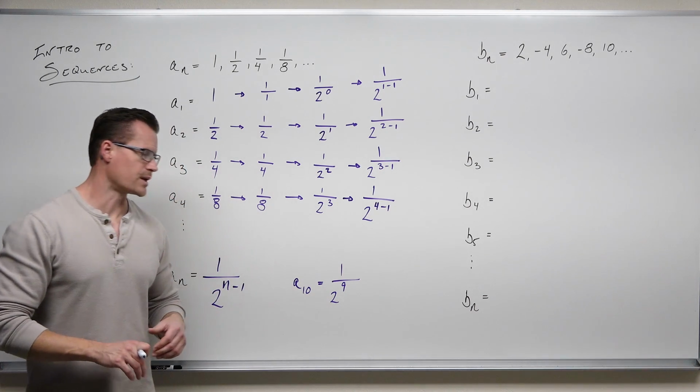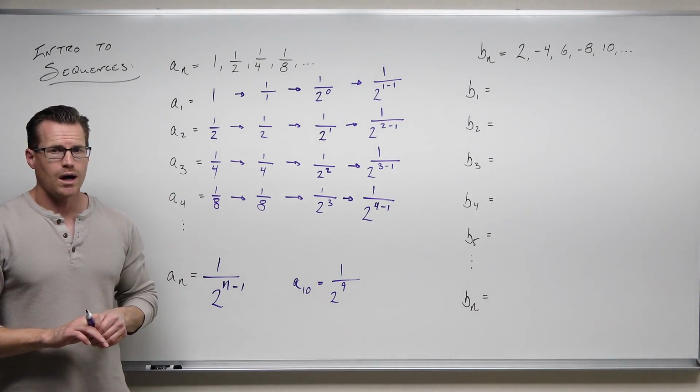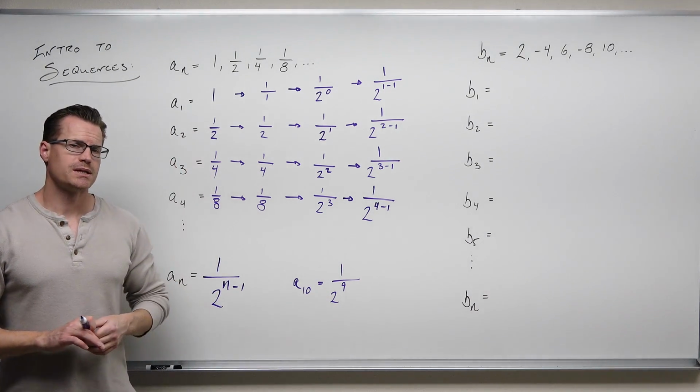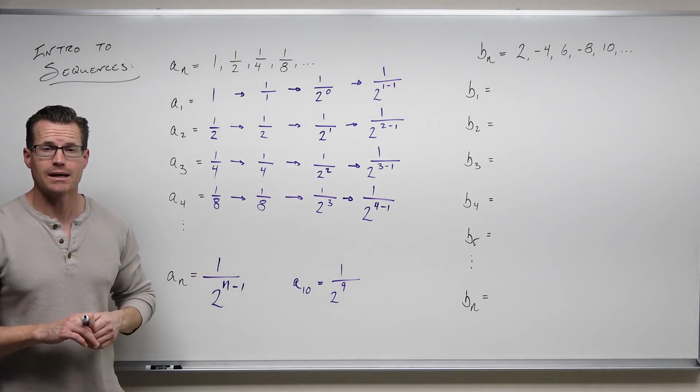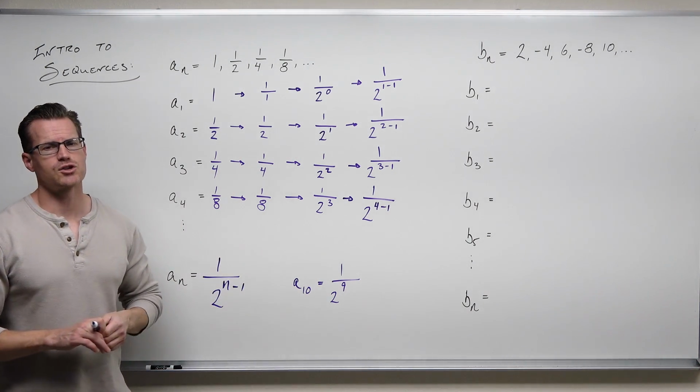Because 10 minus 1 is 9. That's a whole lot better than writing out all these terms until you get there. And you could evaluate that 1 over 2 to the 9th, figure out what 2 to the 9th is, and then you'd have a nice fraction. So I hope that makes sense.